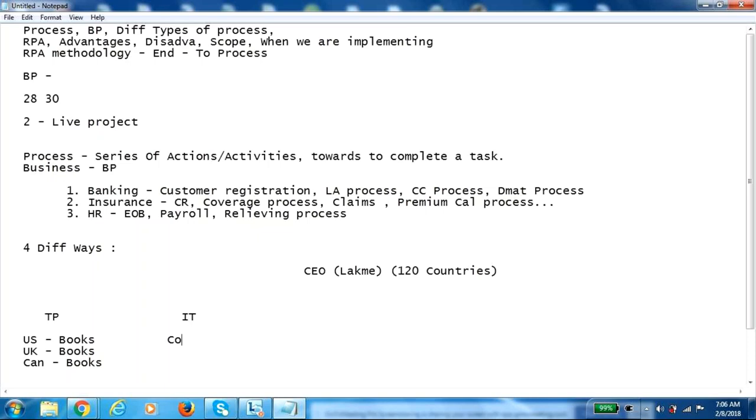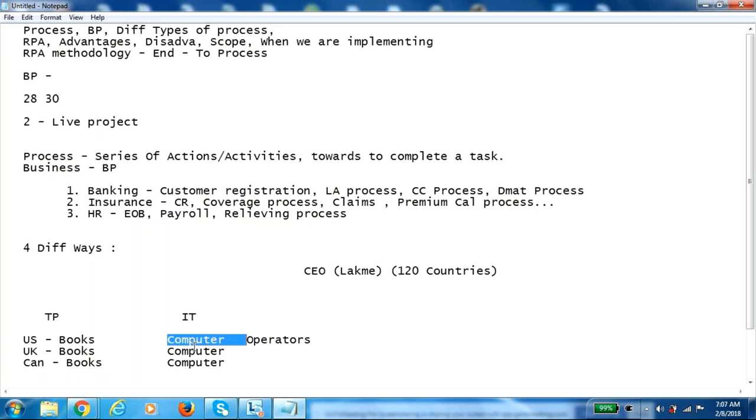In a computer, you can maintain it. In the first process, we maintained complete information in the format of books, but in the IT process, we are maintaining complete information about business in a computer format. These computers are operated by operators. So how many operators do we require? For every country, we require one operator.